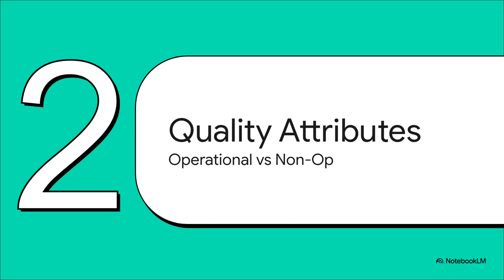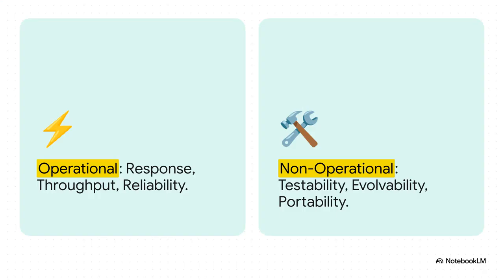Moving right along to Section 2, System Quality Attributes, Operational versus Non-Operational. This is a classic high-value compare and contrast exam target. Quality attributes fall squarely into 2 different camps. First, we have operational attributes. These matter when the system is live or running online. We're talking response time, throughput, and reliability. Basically, how well does the device do its job in the real world?